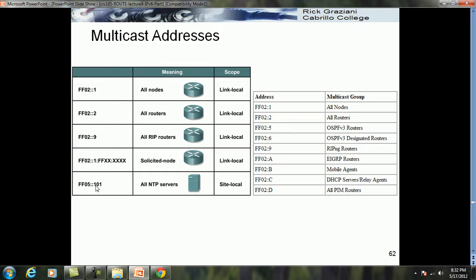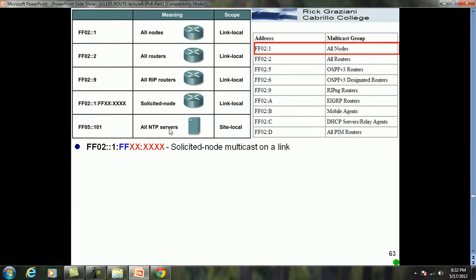Something like FF05::101. So getting it? Yes, understanding. So for all routers, all nodes, all DHCP routers, again we have got lots of multicast addresses in IPv6 also. Got it? Okay.